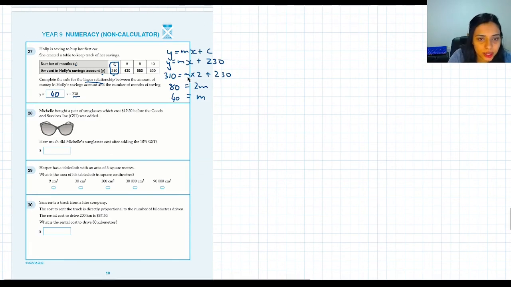So let's just check that. Does 40 times 2 plus 230 equal 310? So 40 times 2 is 80 plus 230 is 310. We can try it on a different data point as well.